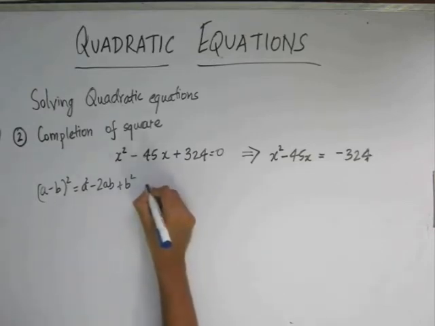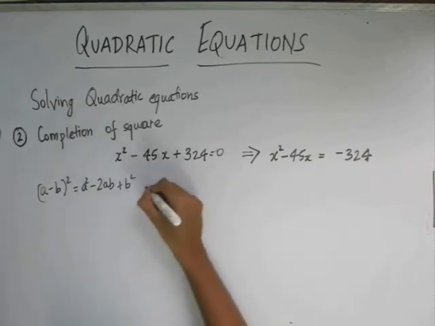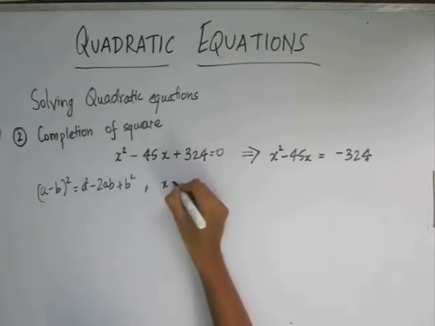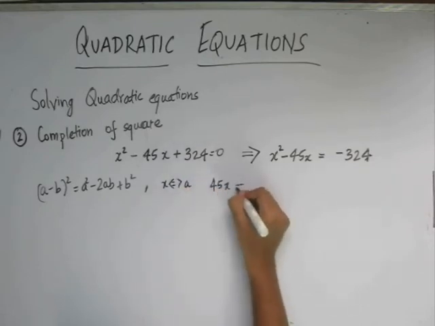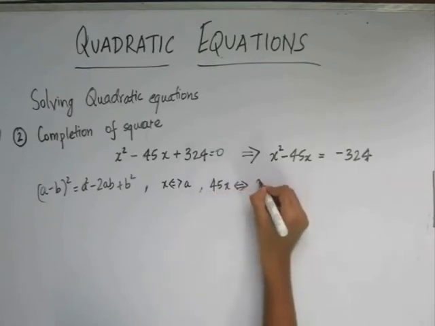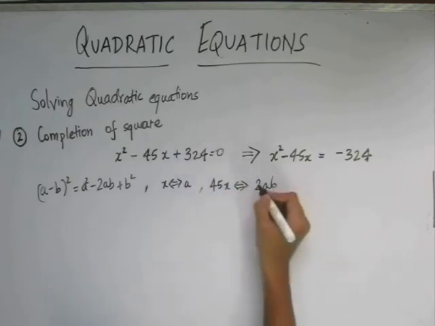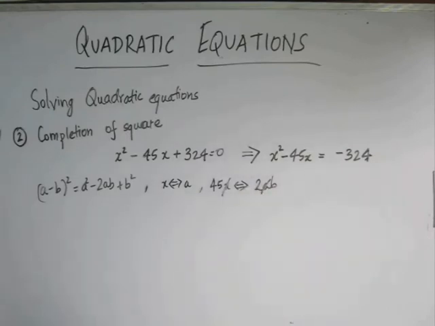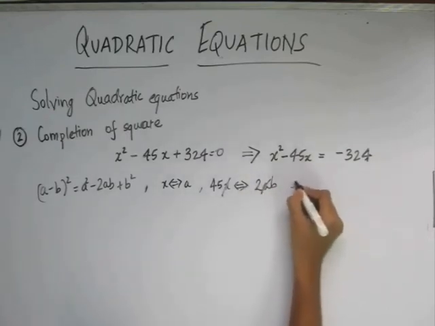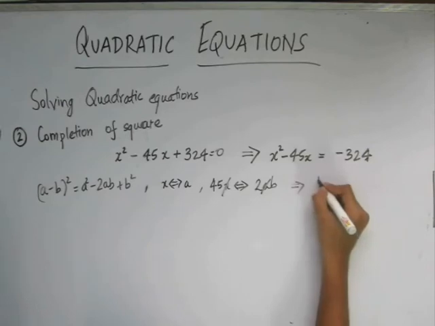So in this case, 45x actually corresponds to 2ab. X corresponds to a and 45x corresponds to 2ab. Now since x corresponds to a in this case, we can cancel x and a, and we find that 45 corresponds to 2b. This implies b will have a value of 45 by 2.